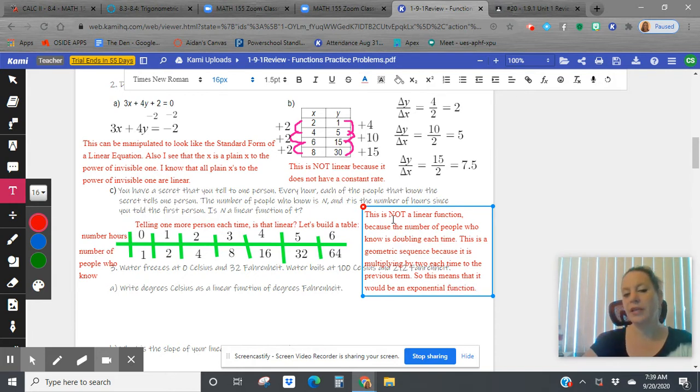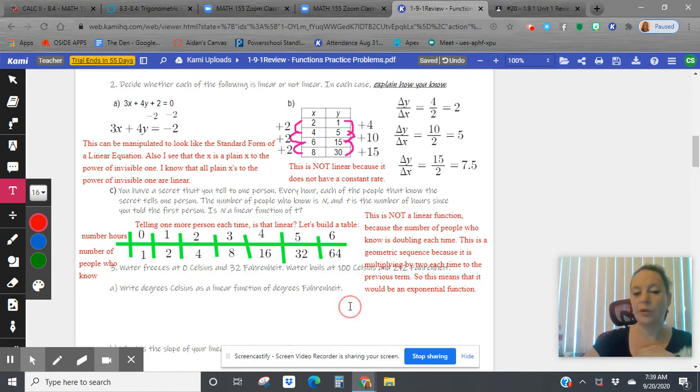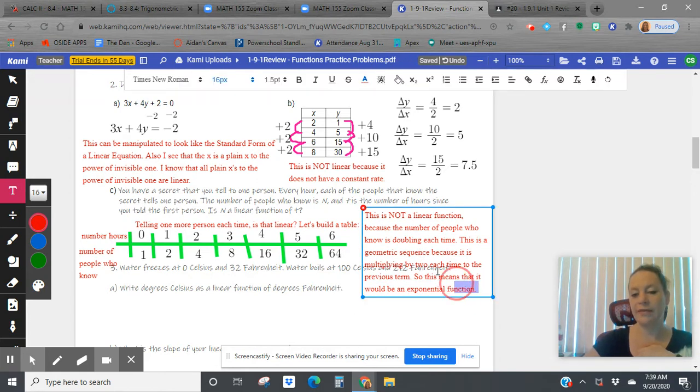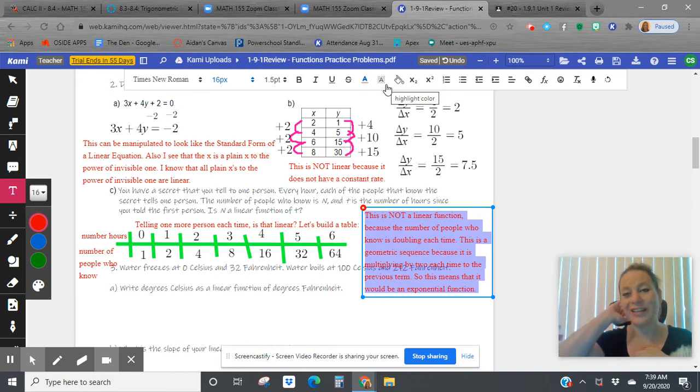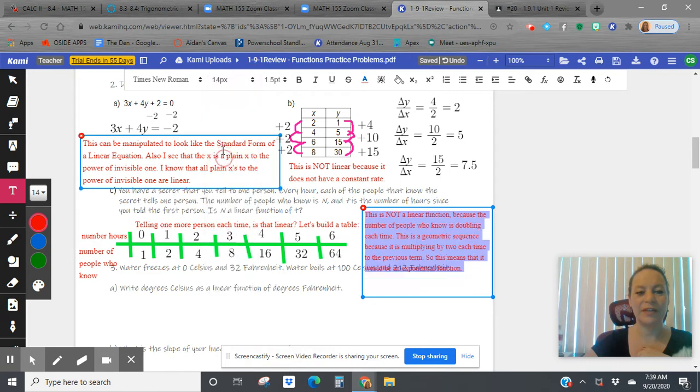Now, all you had to say was that it was not linear because the number of people you know is doubling. It is not a constant rate, it's a common ratio. So something along the lines of it not being linear and why is all that you had to say. Whether it's exponential and all those other things, that comes next unit. If you already knew that about the exponential part, even better for next unit.